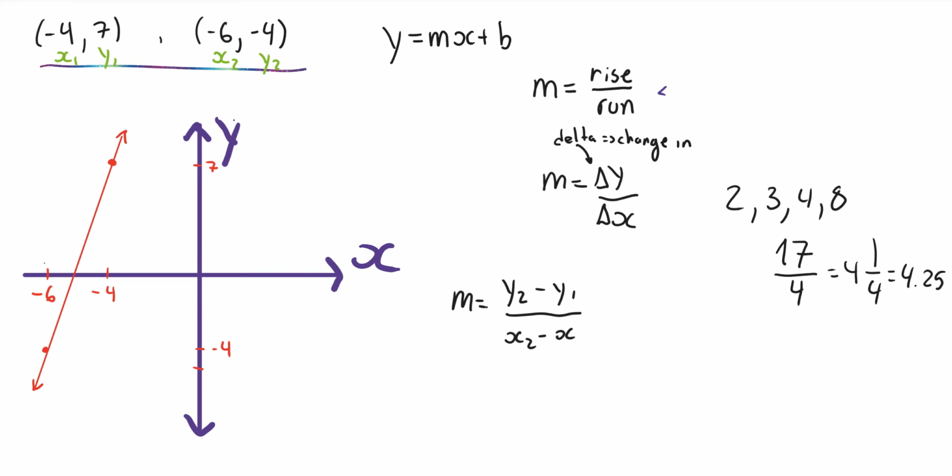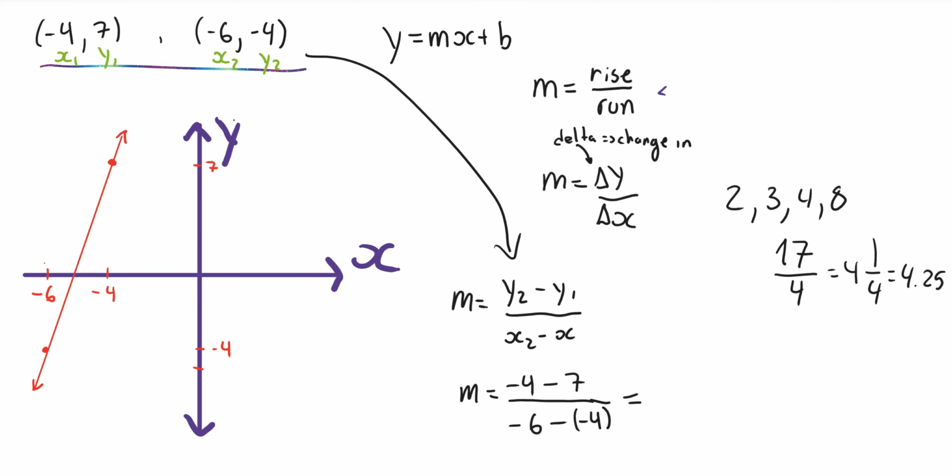Now if we were to plug in our values that we just grabbed from here, our y2, as we labeled them, is -4. Our y1 is 7. Okay, so -7 over our x2 is -6, and our y2 is -4.